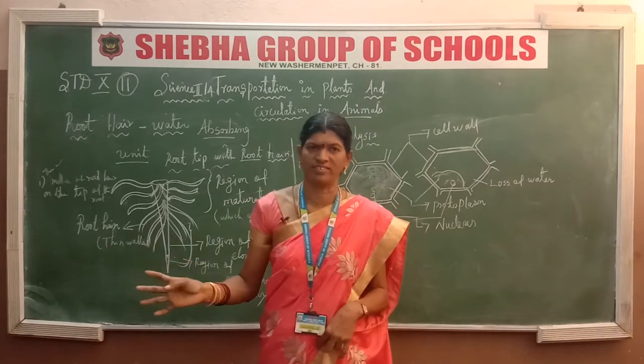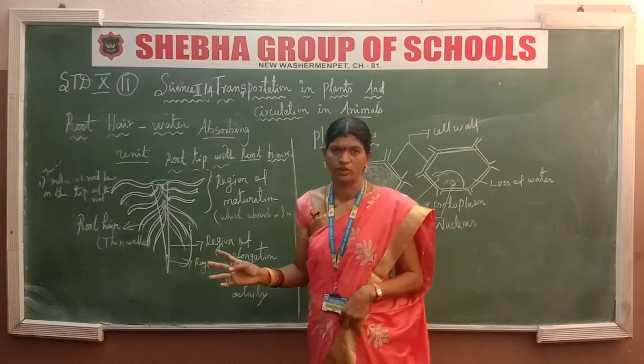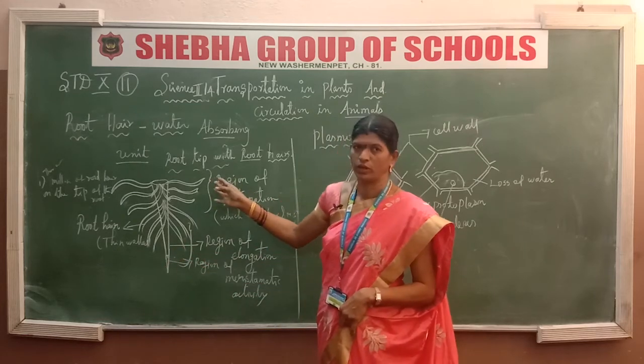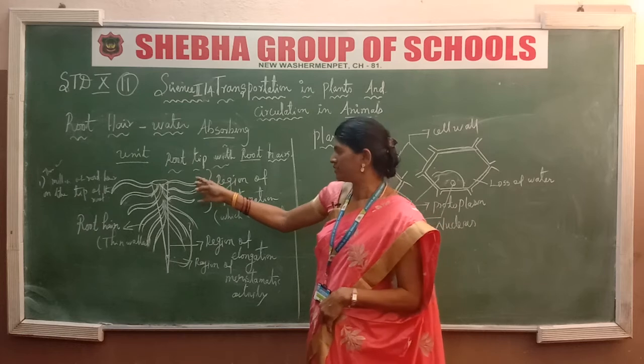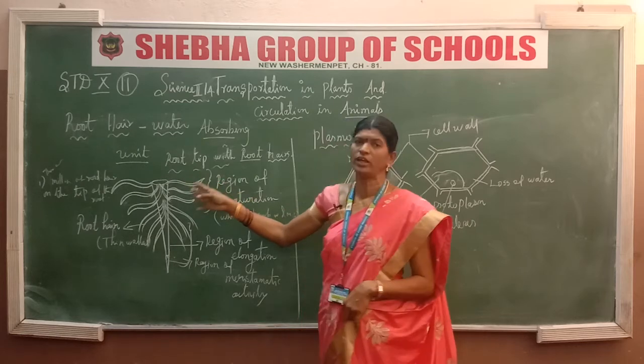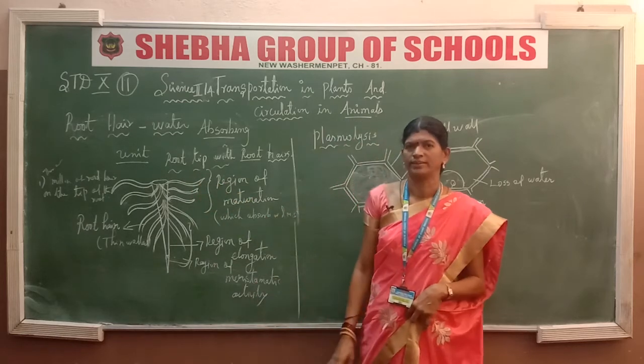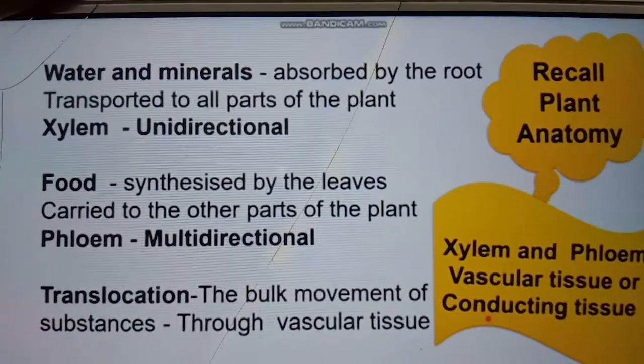Last class we studied the meristematic tissue. Then this is the root tip. Obviously the root tip is formed, and so many millions of root hairs will be present. Is it clear? Okay, next.